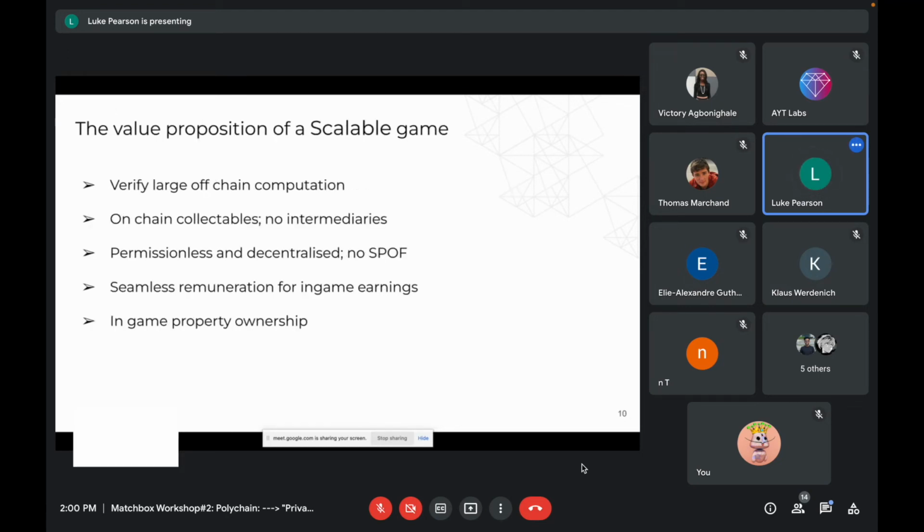And what does this look like as a proposition of a scalable game? Well, you can have verifying of large off-chain computation on-chain, depending on the structure in which you want to create your game. Of course, with the technology that's available at the time, running on-chain high-throughput games is going to be difficult for a fair while. Then you can have on-chain collectibles, so like Counter-Strike, without intermediaries, you can have some ownership, some NFTs in the game. And with a permissionless and decentralized system for on-chain gaming, if we're scaling games to large permissionless systems, you don't have the single point of failure.